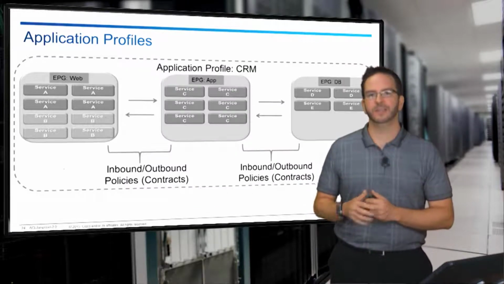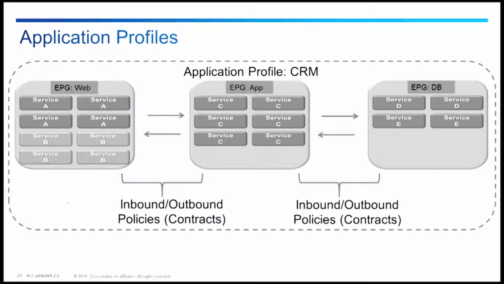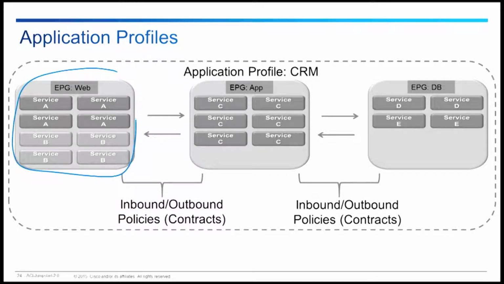So looking a little bit more at our application profiles here, we can see I've got a CRM application, which is made up of a very common 3-tier application. So I've got 3 application endpoint groups, one called web, one called app, and one called database. So in each of these tiers, I've got a bunch of endpoints. Each one of these, service A, service B, one of these could be HTTP, one of these can be HTTP secure. All these endpoints are going to be treated the same way in terms of who they can communicate with.